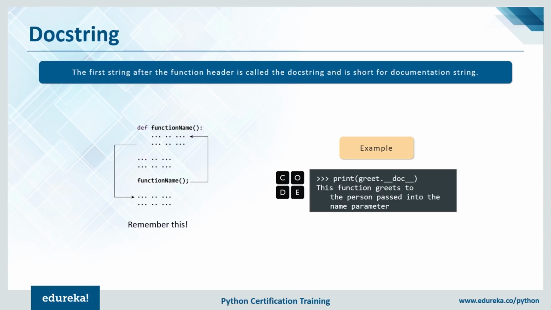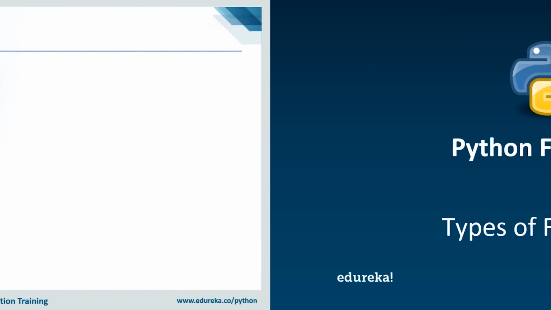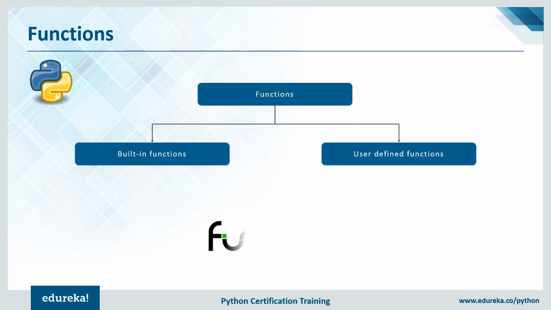So now that we're good with the basics, next up I want you guys to check out the different types of functions available in Python. So guys, there are two main types of functions in Python. First one is built-in functions and the second is user-defined functions. Well, as you might have already guessed, built-in functions are already available with Python natively and user-defined functions are something which are defined by the users, right?